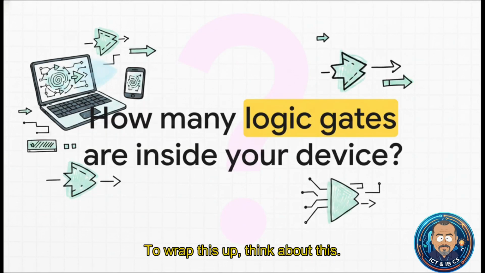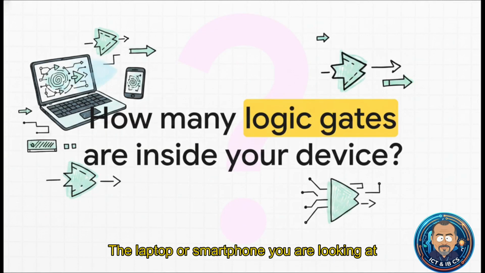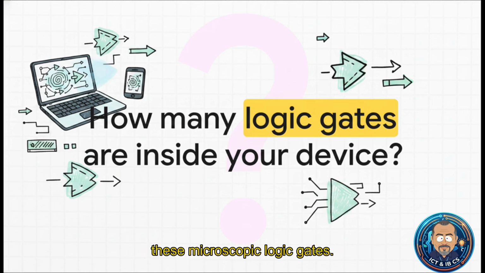To wrap this up, think about this. The laptop or smartphone you are looking at right now contains literally billions of these microscopic logic gates. Billions! And yet, every single one of them was mapped out using the exact same visual alphabet, flowing from left to right, processing inputs to outputs that we just covered today. I really hope this explainer has given you a fresh appreciation for the intricate, beautifully structured logic hiding just beneath your screen. What kind of logic flow is firing off the second you tap the glass?